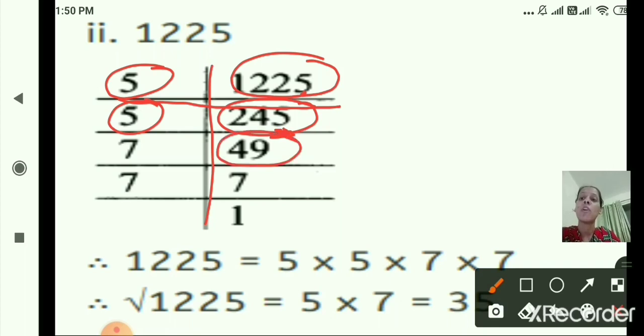Right? Now 49 is not divisible by 2. It is not divisible by 3 or 5. So it is divisible by which number? 7. So I have written 7 here. 7 sevens are 49. Correct?